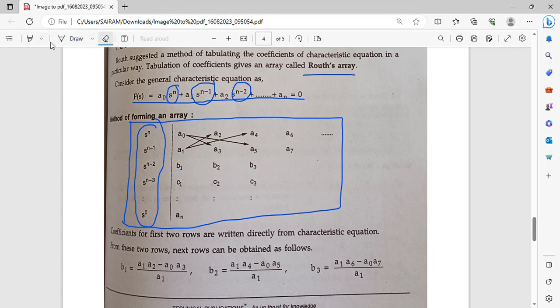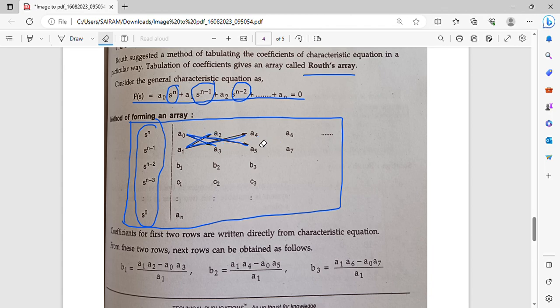Here you can see a0, a2 and a1, a3. You multiply a0 a3 and a1 a2. In the same way, you multiply a0 a5 and a1 a4. Again in the same way, a0 a7 and a1 a6, and so on. This is what you do.